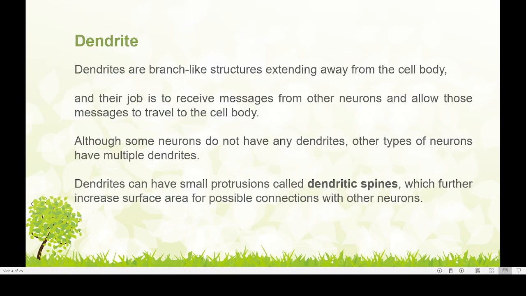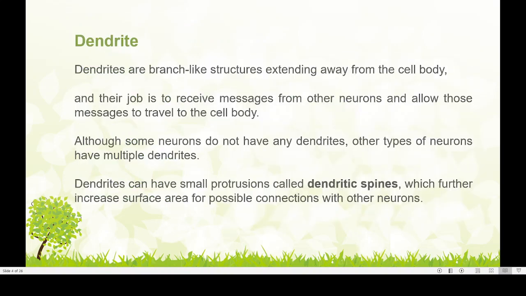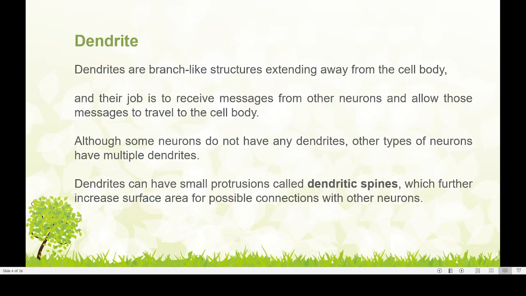So going to the dendrites: they are branch-like structures extending from the cell body. Here you can see that these are the dendrites, and they are root-like branches which are coming out from the cell body, and their function is to receive messages from other neurons. So normally neurons are connected with one another. The messages which are transmitted by one neuron have to be received by another neuron, and that receiving or collecting function is actually carried out by the dendron or dendrites.